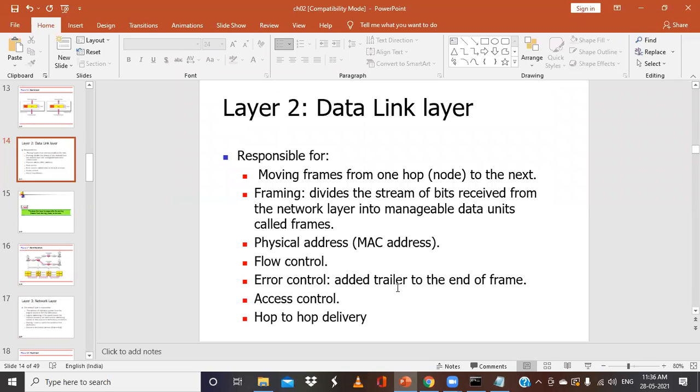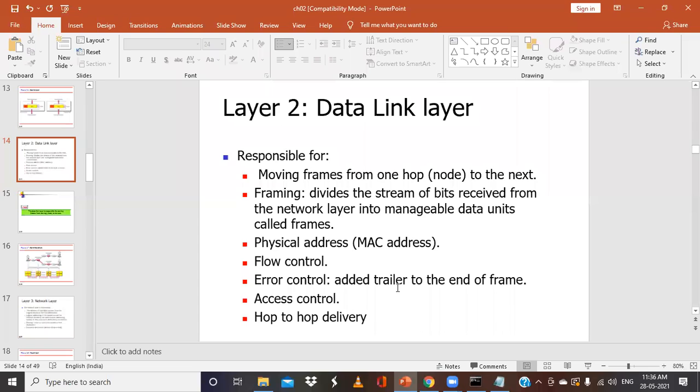And then the next one is access control. For example, when 2 devices are connected to the same link at the same time, the data link layer will define who will have control over it. If A and B are connected to the same link, then the data link layer will define whether A is going to use it now or B is going to use it, or when A and B can use it together, or whether they should use it one after the other, and so on. That will be determined by the data link layer.